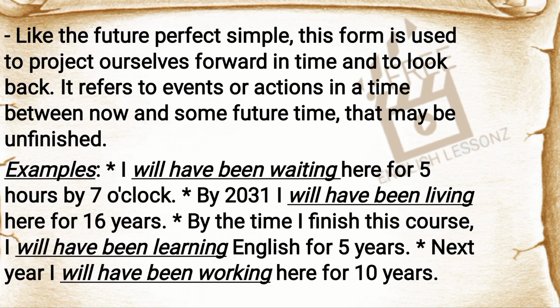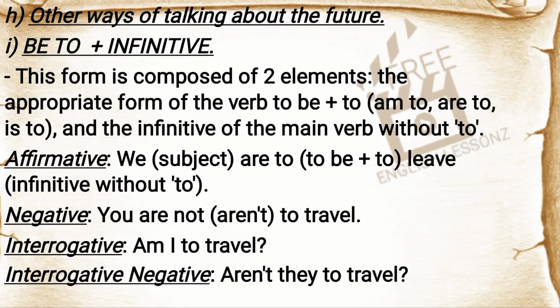Examples: I will have been waiting here for 5 hours by 7 o'clock. By 2031 I will have been living here for 16 years. By the time I finish this course, I will have been learning English for 5 years. Next year I will have been working here for 10 years. Other ways of talking about the future.